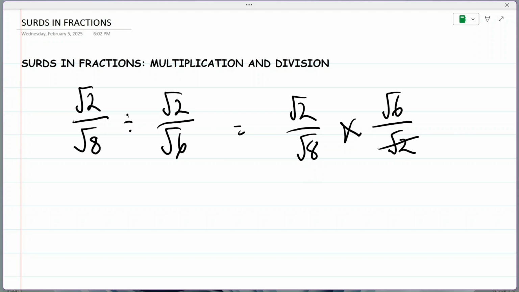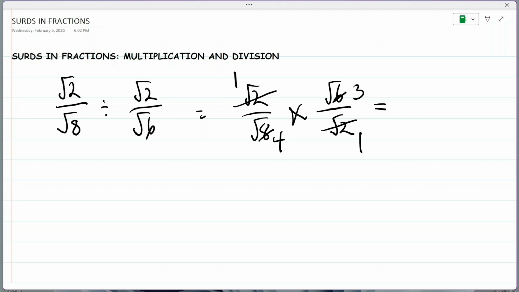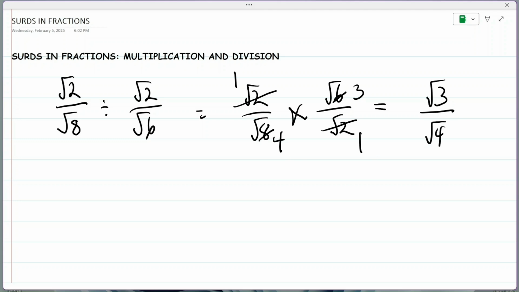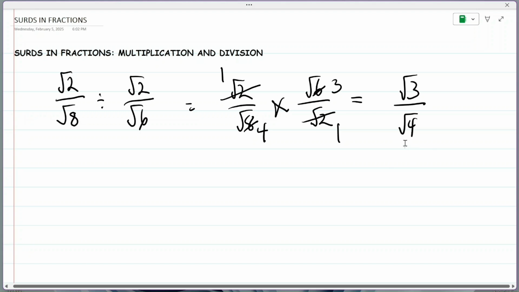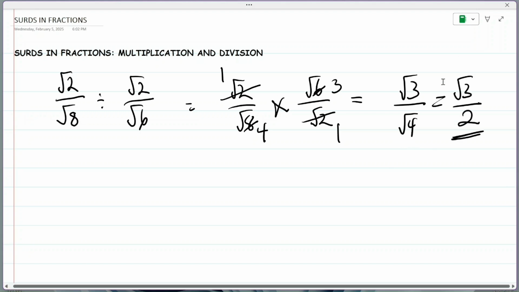Let's start with this. This root 2 cancels this root 2. Then with this root 6 and root 8, you can take 2 out of 6 and 2 out of 8. 2 out of 6 is 3, 2 out of 8 is 4. This root 2 turns to 1 and this also turns to 1. So you have 1 times root 3, that's still root 3, over root 4 times 1, that's still root 4. 4 is a perfect square and the square root of 4 is 2. So we have this as root 3 over the square root of 4, which is 2. Our final answer is root 3 over 2.